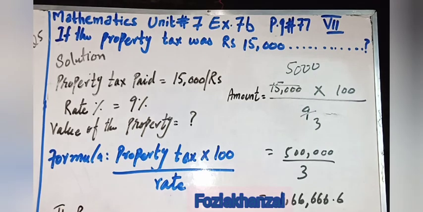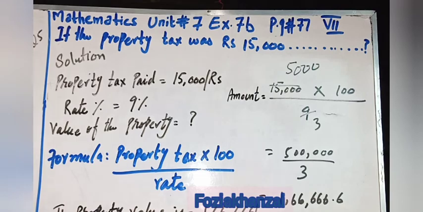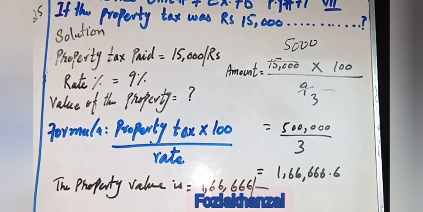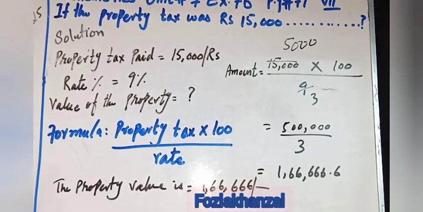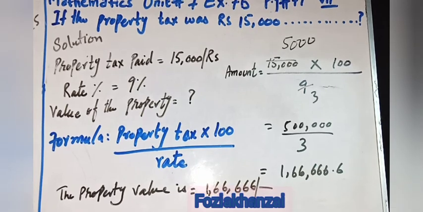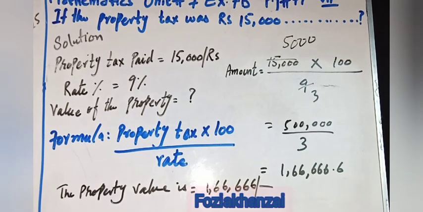The property value is 166,666. It means 1,66,600 rupees would be the total value of the property. Correct? Done. Question number 5. Whole exercise done. Problems 1 till 5.